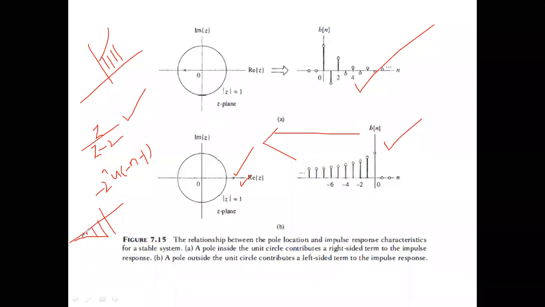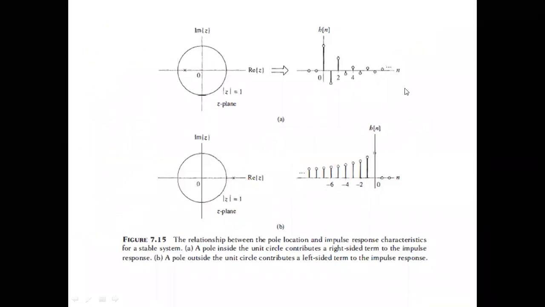This one is stable. So if you say the system is causal and if the pole lies inside the circle, then it is stable also. If you say the system is anti-causal, non-causal, left-sided, then if the pole lies outside the circle, then it is stable. Everybody is confused, right? Just see the problem, then maybe it will be clear.